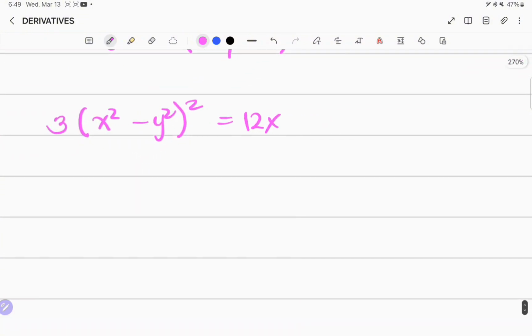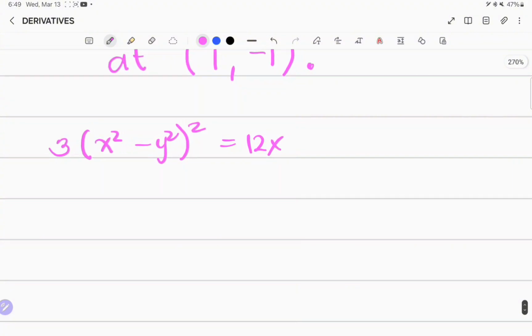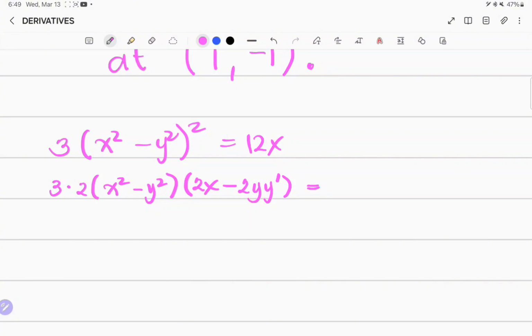To derive this implicitly, we have to use the general power rule for our left side, that is 3 times 2 times x squared minus y squared raised to the new exponent that is equal to 1, so we don't write it anymore, and derive what is inside the quantity. So the derivative of x squared is 2x, and the derivative of negative y squared is negative 2y y prime, equal to the derivative of 12x, which is 12.